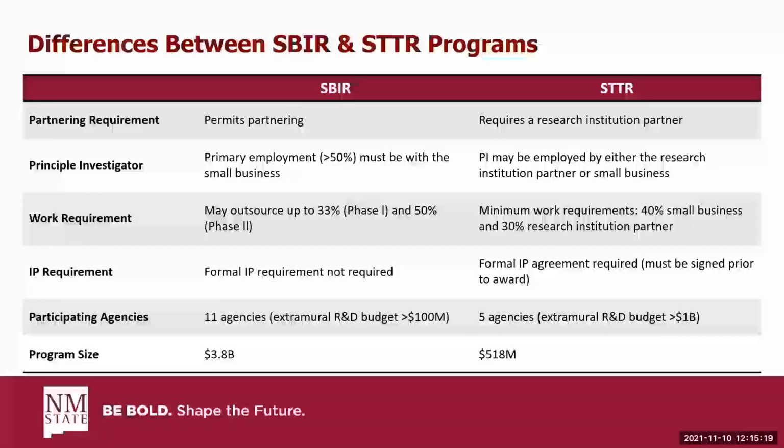In terms of participating agencies, because the SBIR program only requires that $100 million research budget, 11 agencies, and it's actually 12 departments, we'll get into that in a little bit, participate in SBIR while only 5 participate in STTR. And the program size, we already talked about that. SBIR is much bigger than STTR.